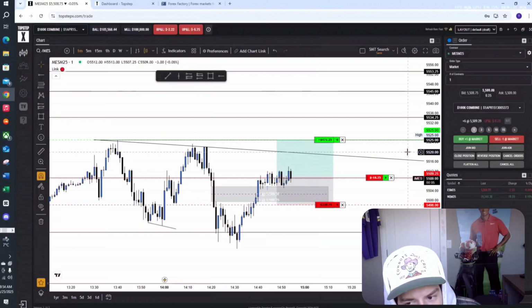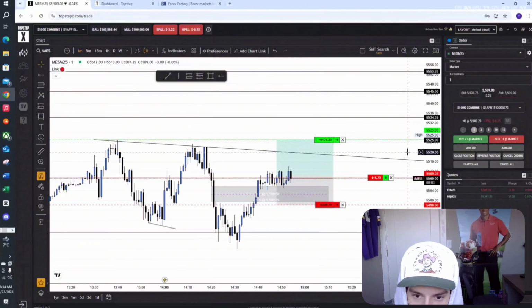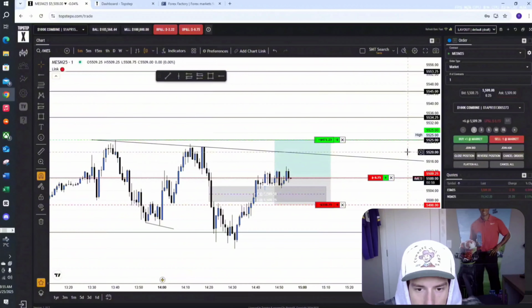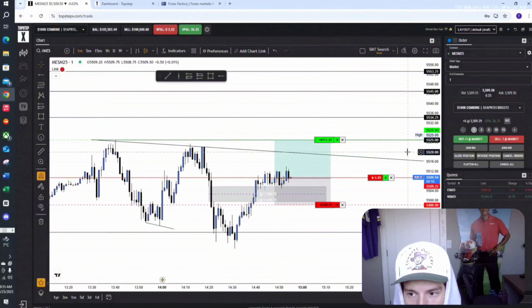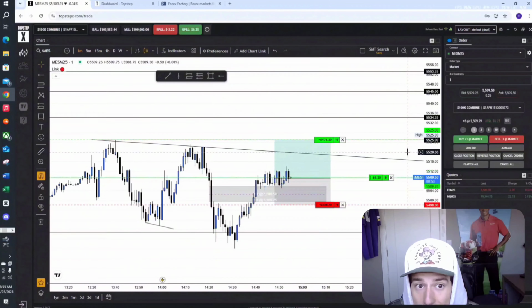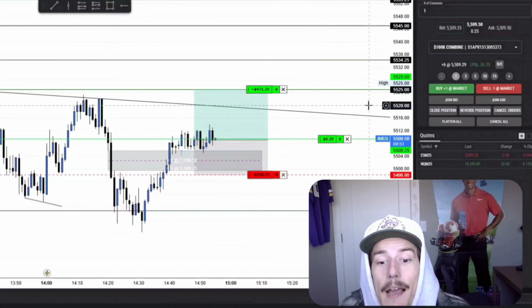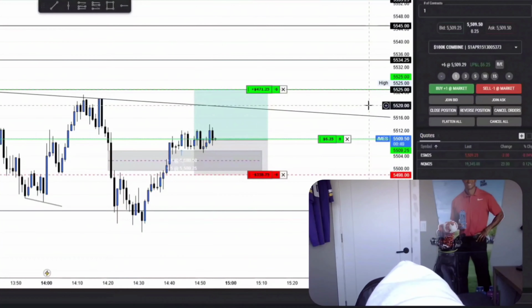A lot of wicky stuff right now, engulfing candles, stuff like that. Let's continue to see it. Just keep breaking highs, making lows. Breaking highs and making lows.